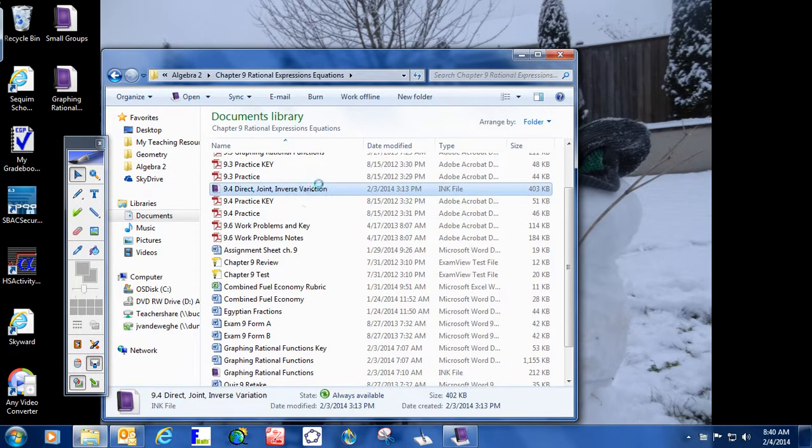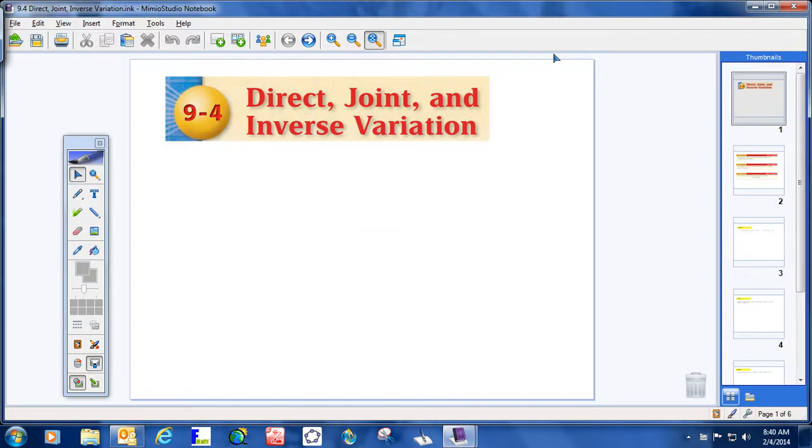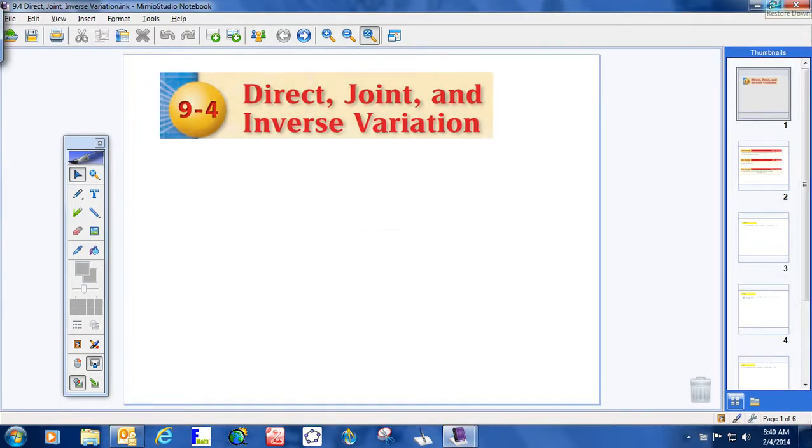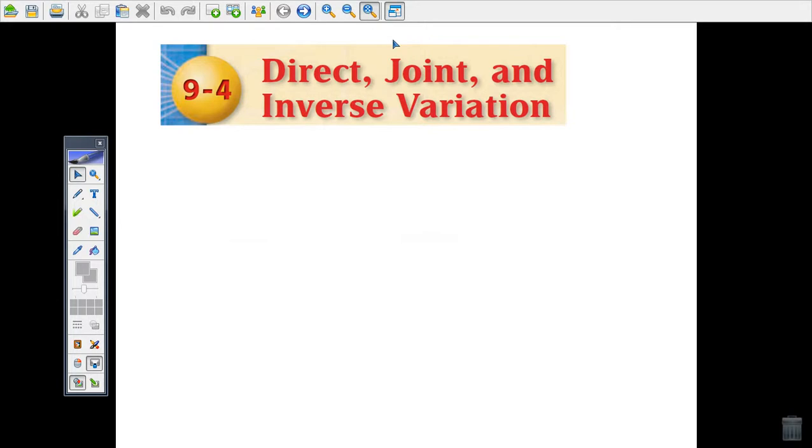There it is. 9-4. Okay, we're going to talk today about different kinds of variation that you have in the world. And the reason why we cover this in this chapter is to let you know that we're talking about things that are universally related. So graphs that go up and down and vertical asymptotes and stuff. This falls under that.